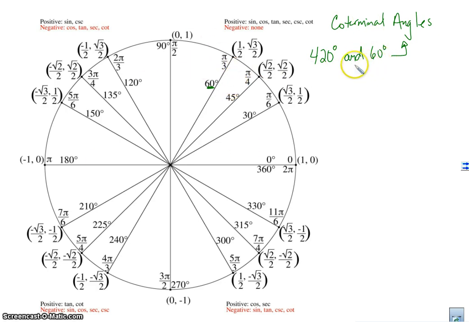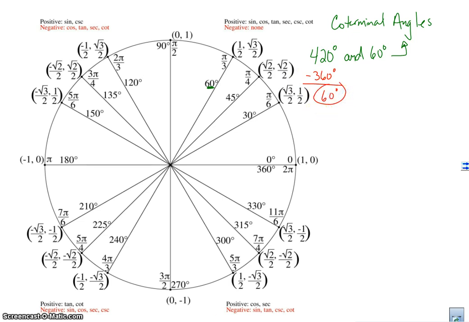Now, how do we determine what angle this 420 degrees is coterminal with in the unit circle? Because really that's what we're interested in. There's a couple of ways to do this. What I recommend is, if it's bigger than 360, just subtract 360, and you'll get your coterminal angle.